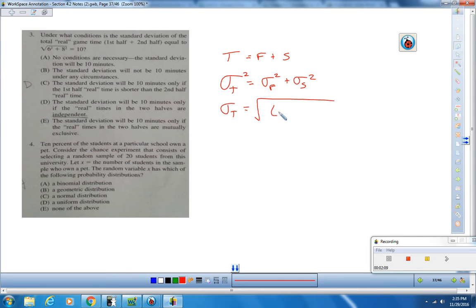So the standard deviation would be the square root of these variances, and the variances would be 6 squared and 8 squared. So this is, in fact, this formula here, which does equal 10. That only happens when those two halves are independent. They have to be independent.